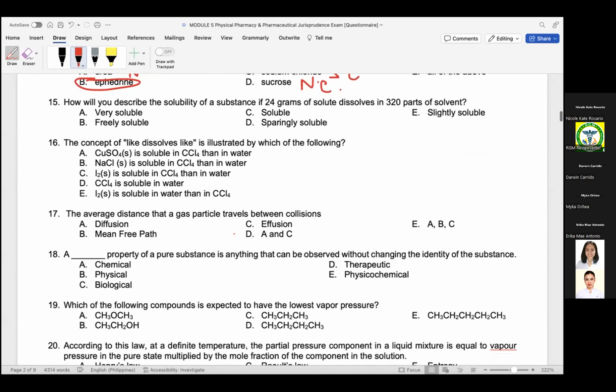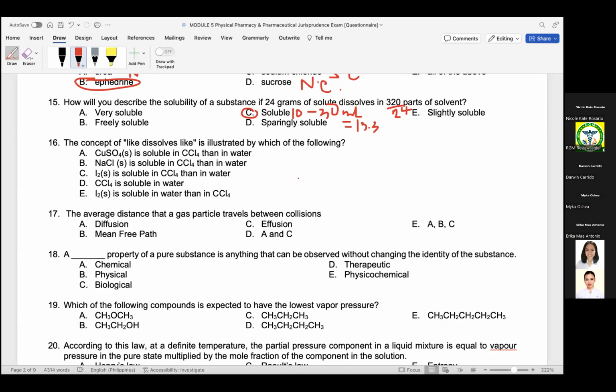Next, number 15, how will you describe the solubility of a substance if 24 grams of solute dissolves in 320 parts of solvent? Just divide 320 by 24 and you will get around 13 point something, 13.33, if I'm not mistaken. And this belongs to what range? Soluble, because this has a solubility of 10 to 30. Di ba? Ibig sabihin, you need 10 to 30 ml of solvent that is required to dissolve 1 part of solute.